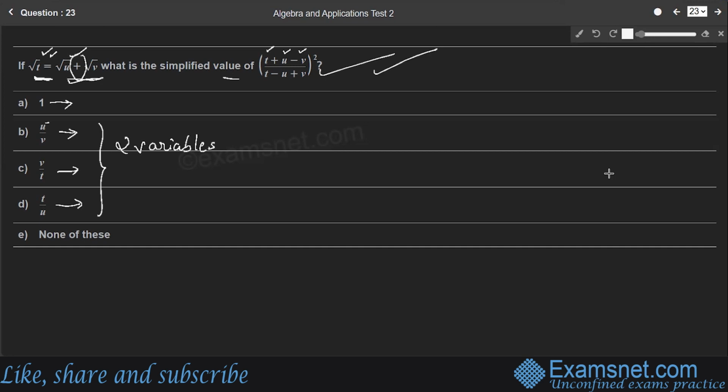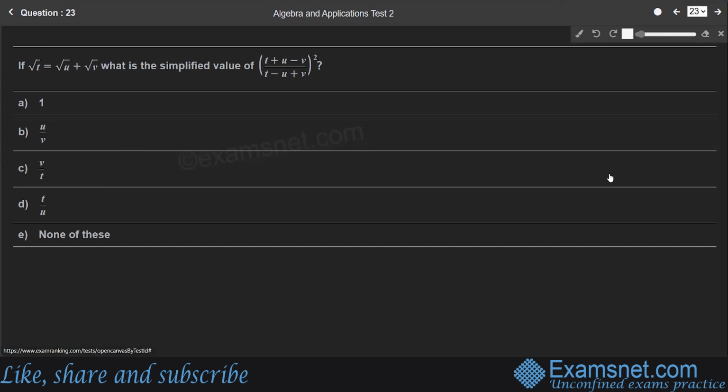Here the function is a sum. So let us consider the given equation, root T is equal to root U plus root V. Therefore, squaring on both sides, LHS and RHS, root T the whole square is T. T is equal to root U plus root V the whole square. Consider this as equation 1.